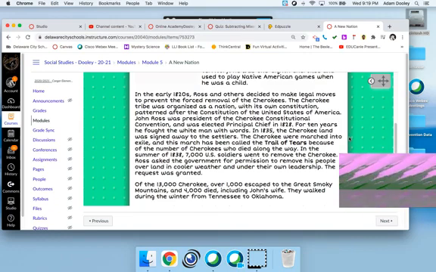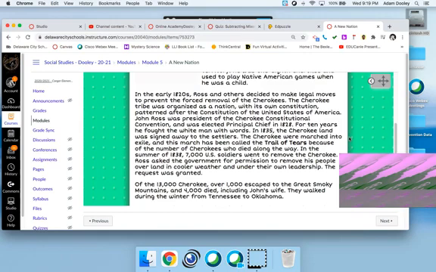The Cherokee tribe was organized as a nation, and had its own constitution patterned after the Constitution of the United States of America. John Ross was the president of the Cherokee Constitutional Convention and was elected principal chief in 1828. For 10 years, he fought with white man's words. In 1835, the Cherokee land was signed away to the settlers.